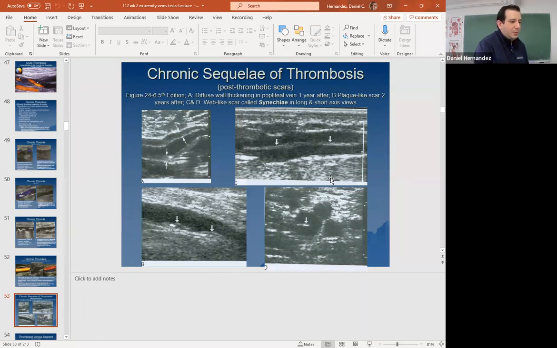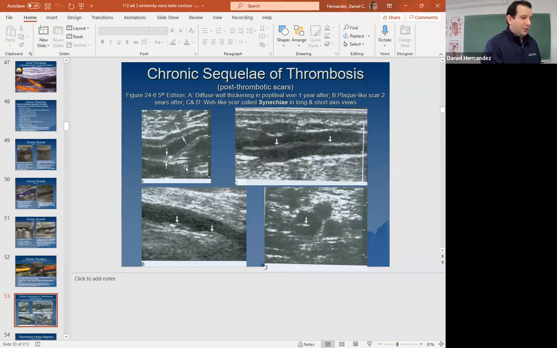So these are just some more pictures of chronic DVT showing the fibrous scar and the linear echogenic stranding. In transverse, it may look like just a line transversing across the vessel itself. We can visualize, again, thickened walls.